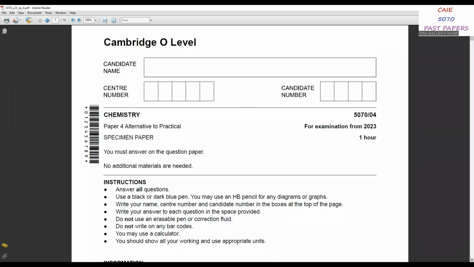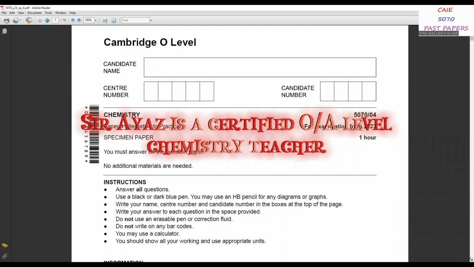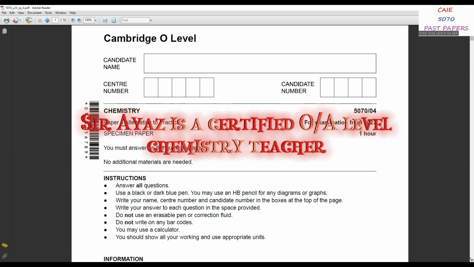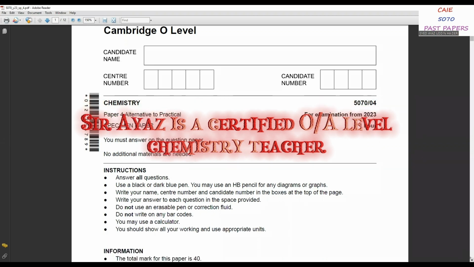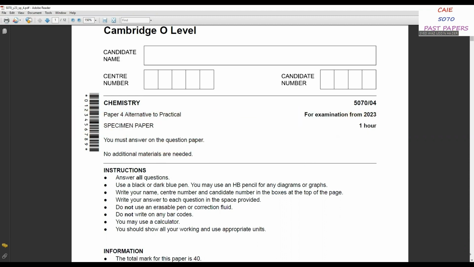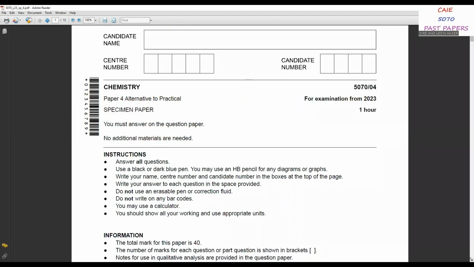Use a black or dark blue pen. You may use an HB for any diagrams or graphs. Write your name, center number, and candidate number in the boxes at the top of the page. Write your answer to each question in the space provided. Do not use an erasable pen or correction fluid. This is very important. You are not allowed to use correction fluid. Do not write on any barcodes. You may use a calculator. You should show all your working and use appropriate units.